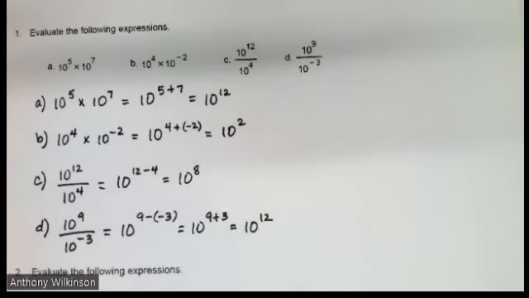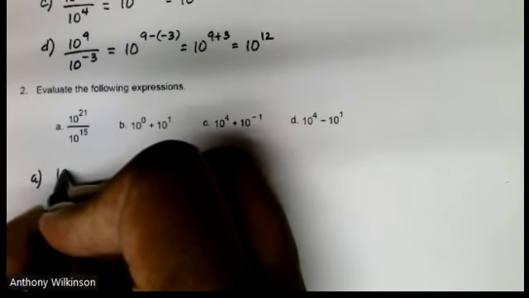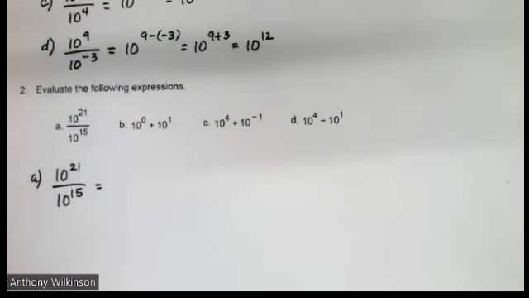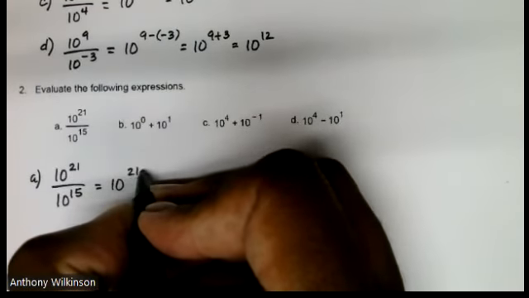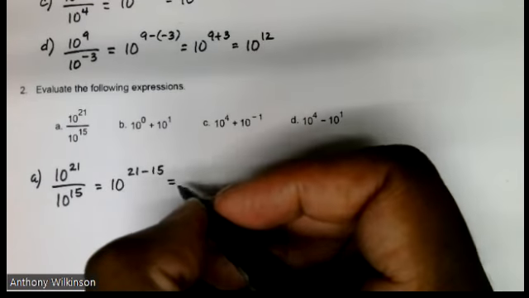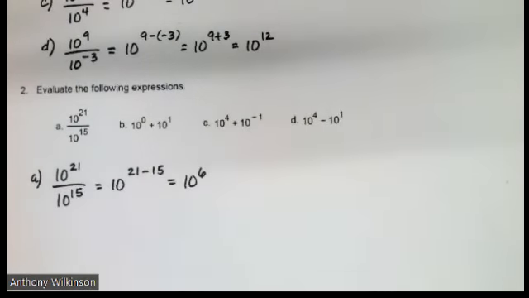Okay, number 2. We're going to evaluate the following expressions, like in part A. 10 to the 21st divided by 10 to the 15th. Notice we're dividing powers of the same base. So we bring the base of 10 over. This time we subtract the exponent in the numerator minus the exponent in the denominator. So 21 minus 15 will be 6, so it'll be 10 to the 6th power as the final answer.